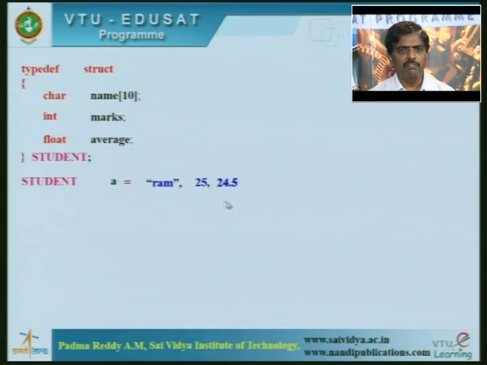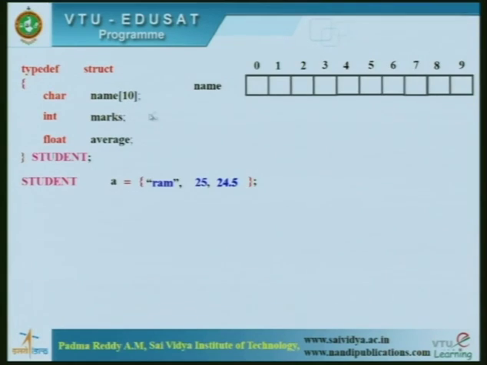These three initial values must be enclosed within braces and should end with what? Semicolon. Now as usual, for name, how many bytes? 10 bytes will be reserved. And then what is the next one we have? Marks. Marks is of type what? Integer. So for marks, if I say size of integer is 2 bytes, 2 bytes of memory will be allocated. Then you have average. It is of type what? Float. So for average, 4 bytes of memory will be reserved.